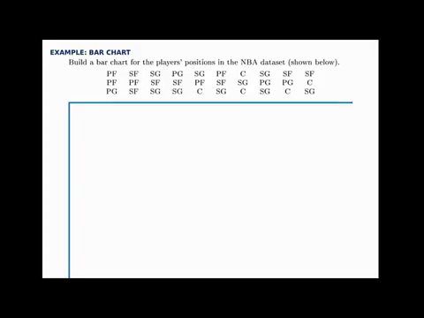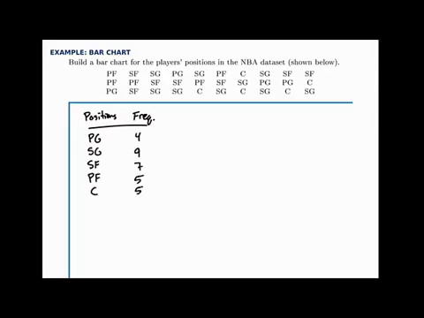But since we've already done that in a previous example, I won't go through in detail and count those. Rather, we'll just put the results here in this frequency table. We have the 5 positions and the frequencies. There are 4 point guards, 9 shooting guards, 7 small forwards, and 5 power forwards and 5 centers.